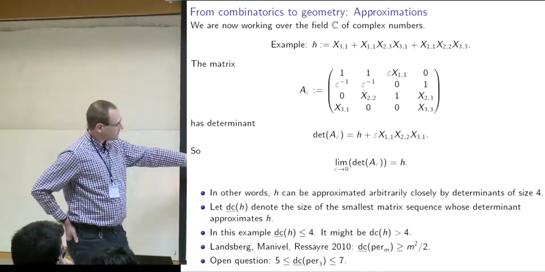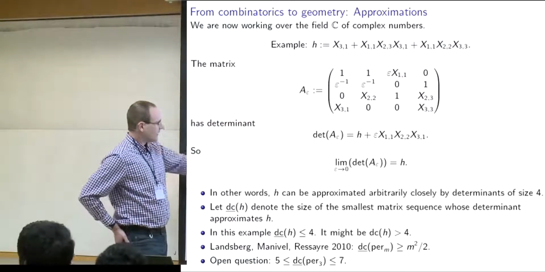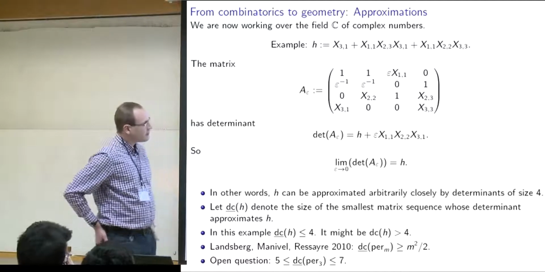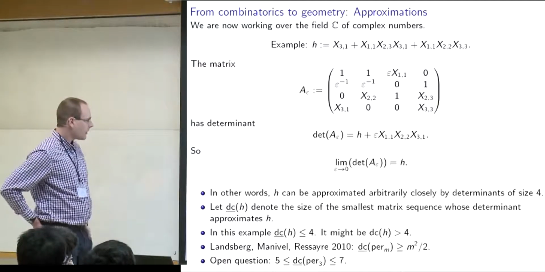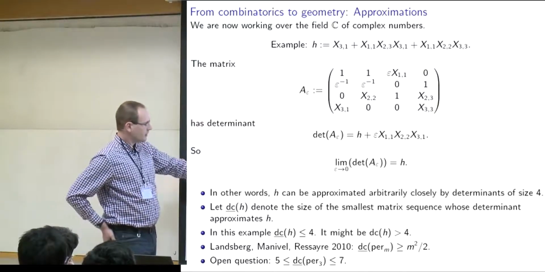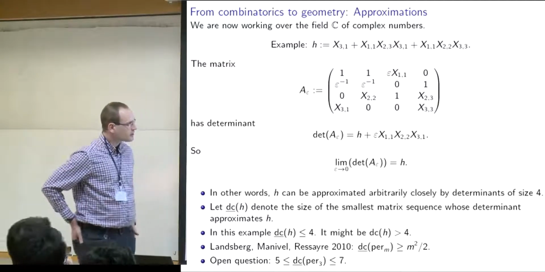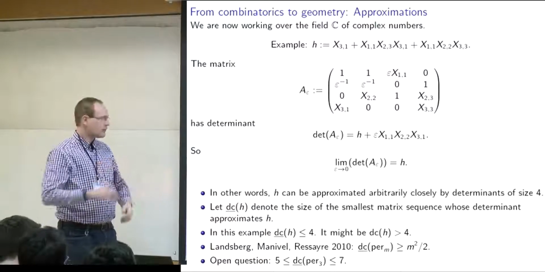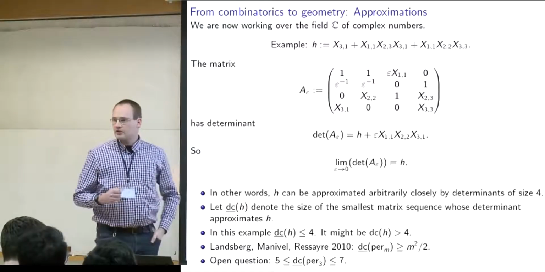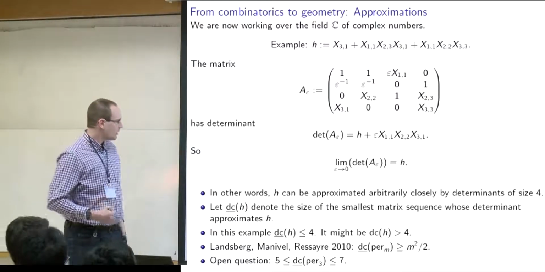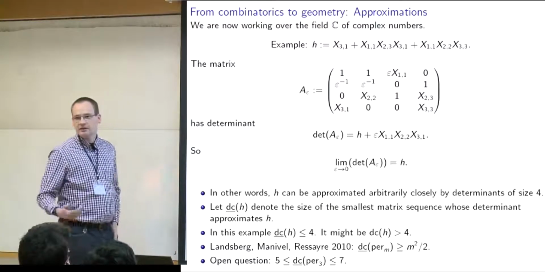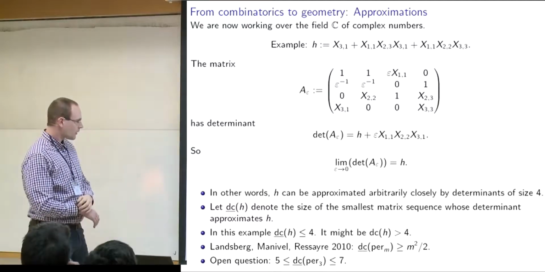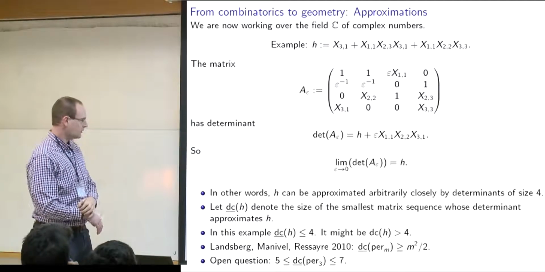So in other words, this h here can be approximated arbitrarily closely by determinants, in this case of size 4. So DC bar should be the size of the smallest matrix sequence where the determinants approximate h. So it's exactly the same DC bar. I do the bar under the DC instead of over the DC, but that's just for taste. It's the same DC bar.